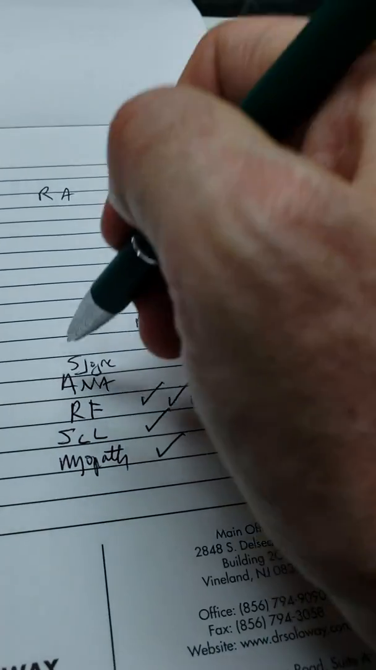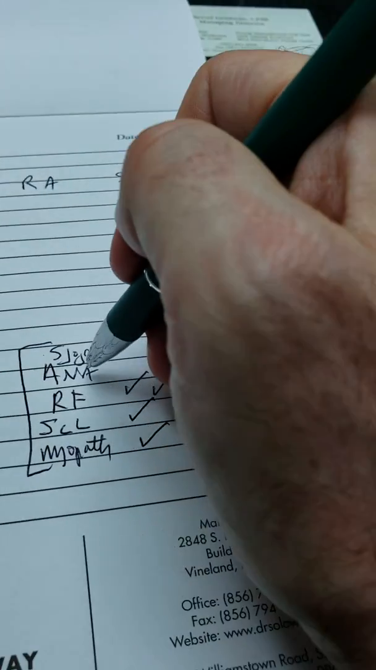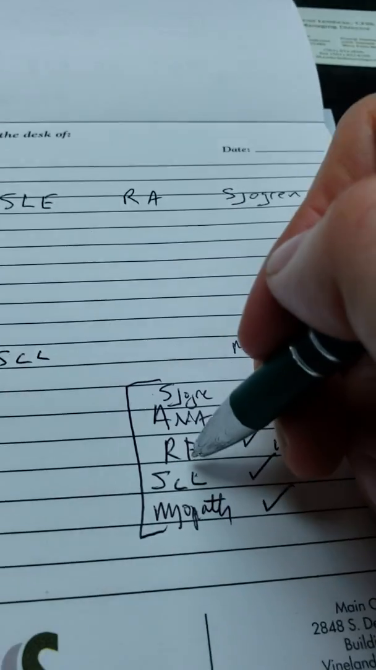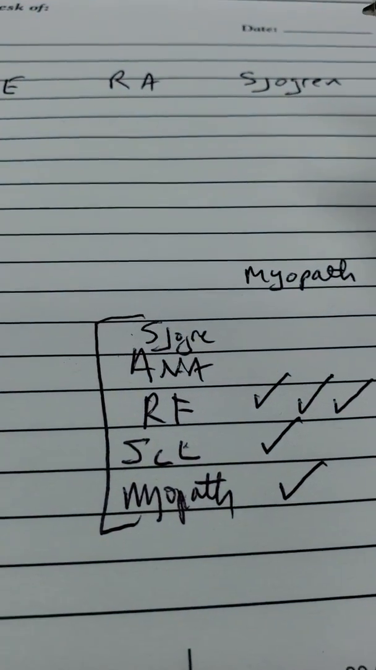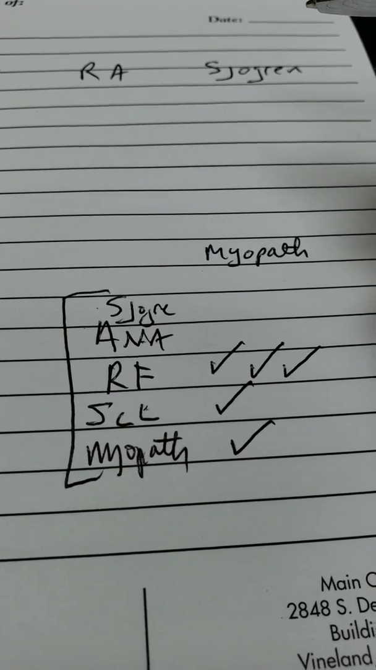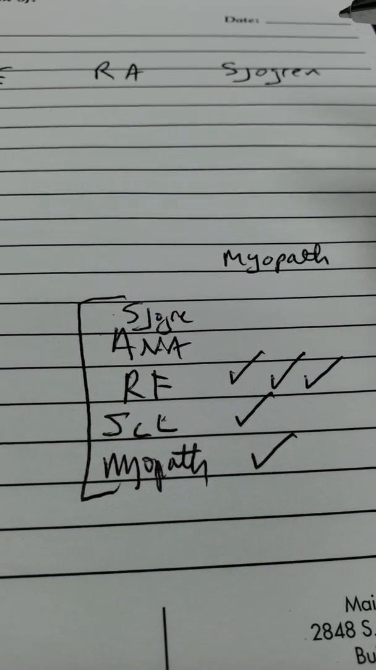All that being said, I apologize for writing ANA and rheumatoid factor and then changing to diseases. Remember, this is evening rounds, so I'm not necessarily at the top of my game, but hopefully I'm making sense to you guys.